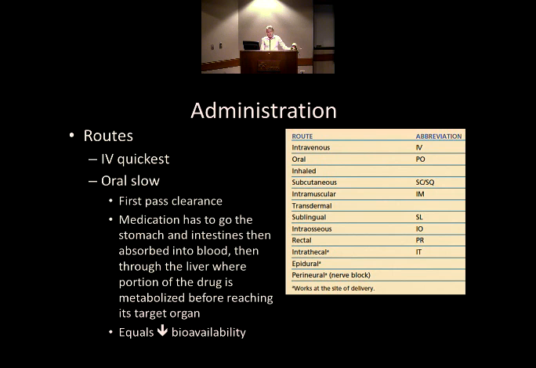So like I said, it equals decreased bioavailability, is the key word there. But first pass clearance occurs with oral meds. It causes them to be slow onset, which is why we don't really use them.